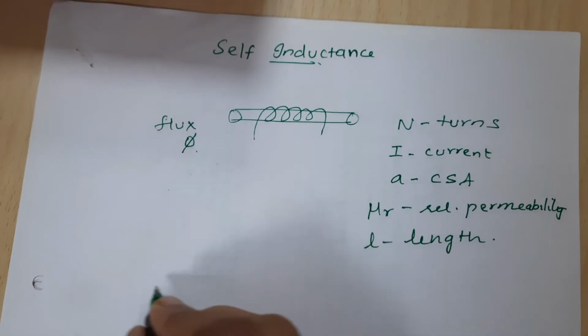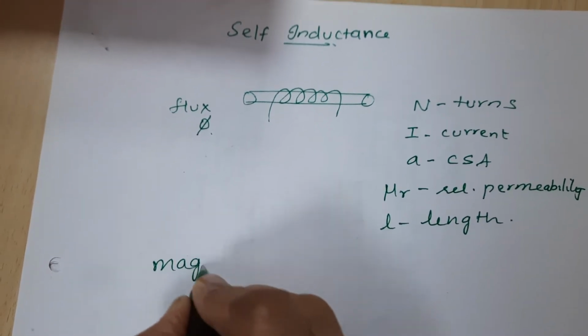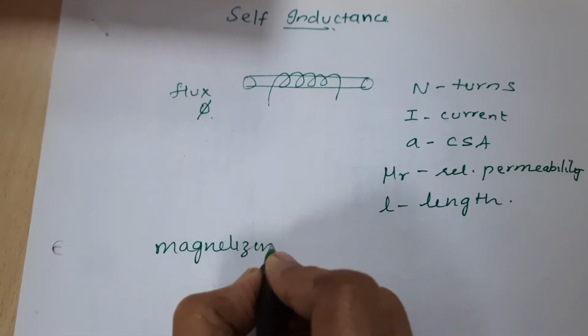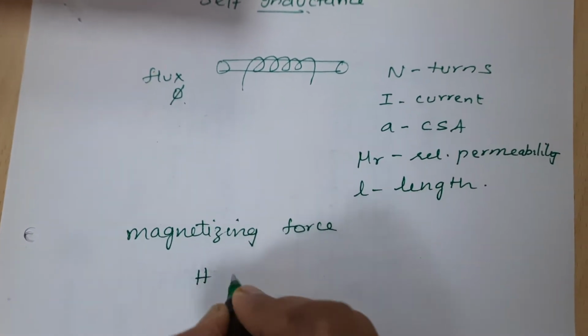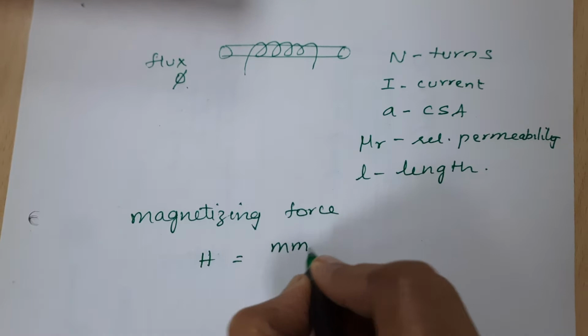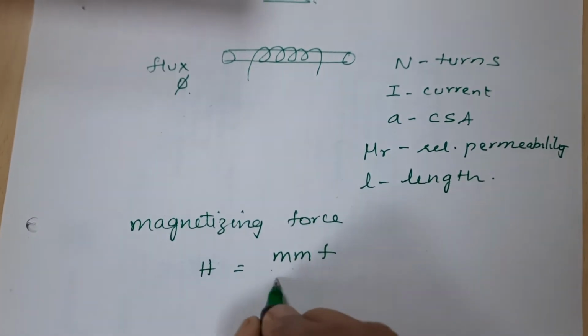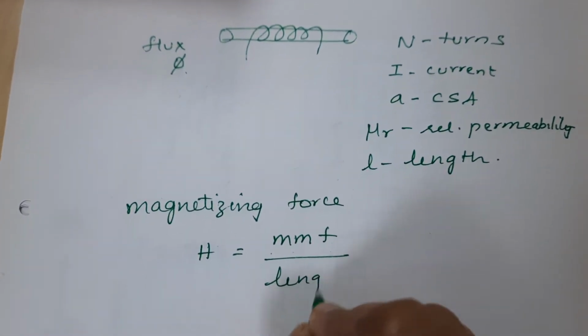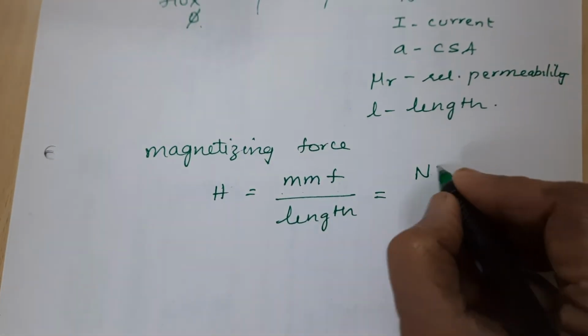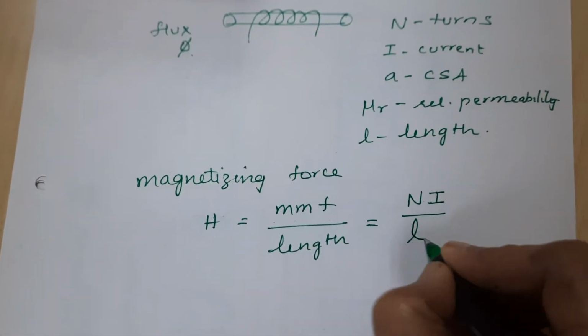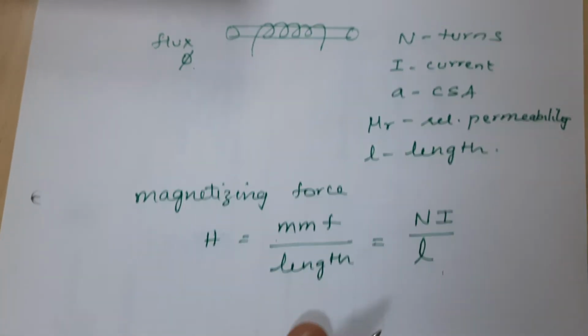Now let us write the magnetizing force. The magnetizing force is given by H, which is nothing but MMF divided by the length. What is MMF? Magnetomotive force. We know the magnetomotive force is the number of turns into the current, so N i. L is the length of the coil, so H is N i by L.